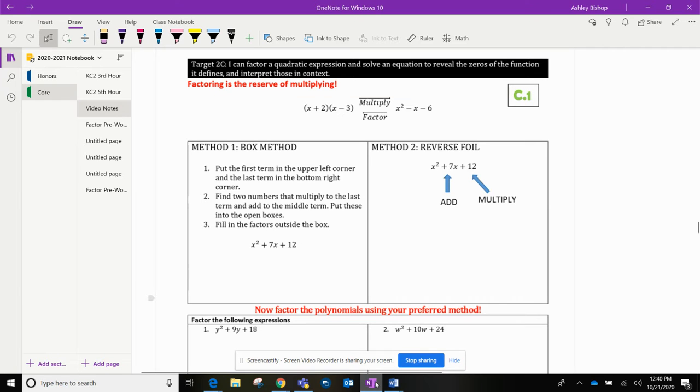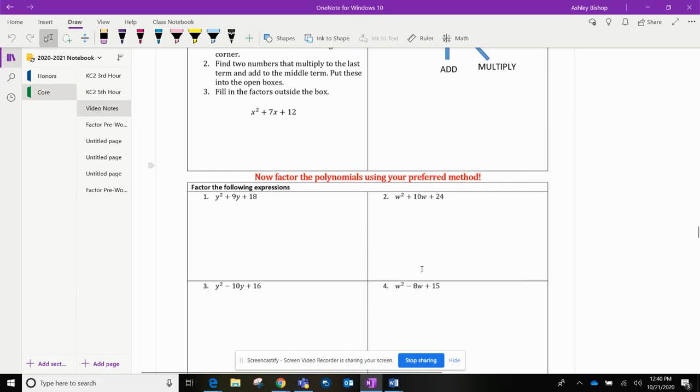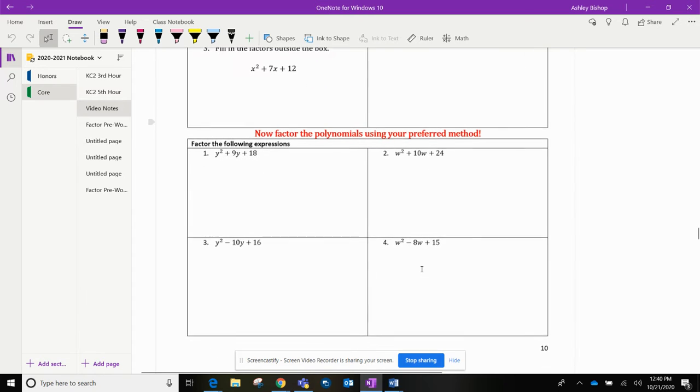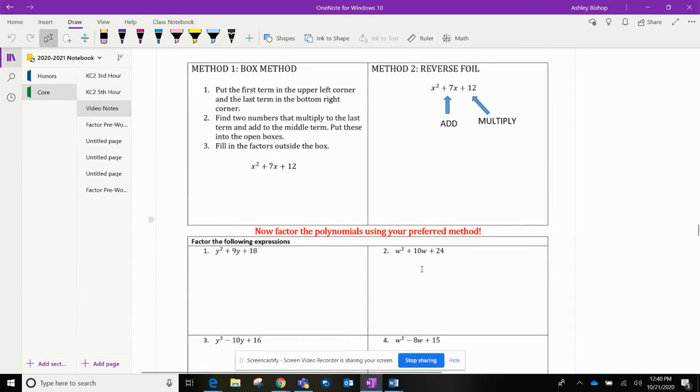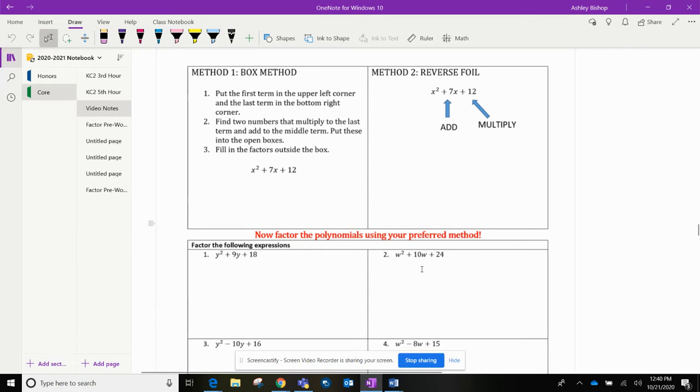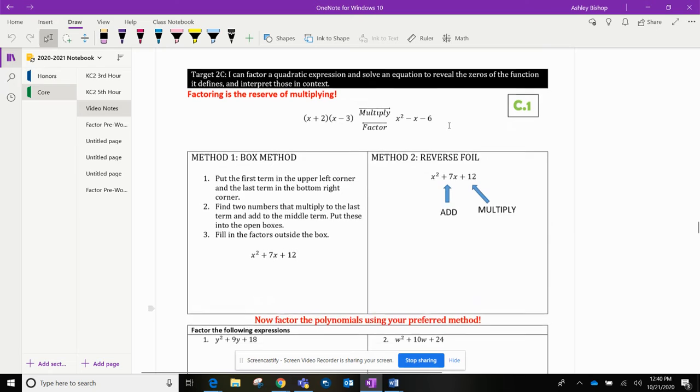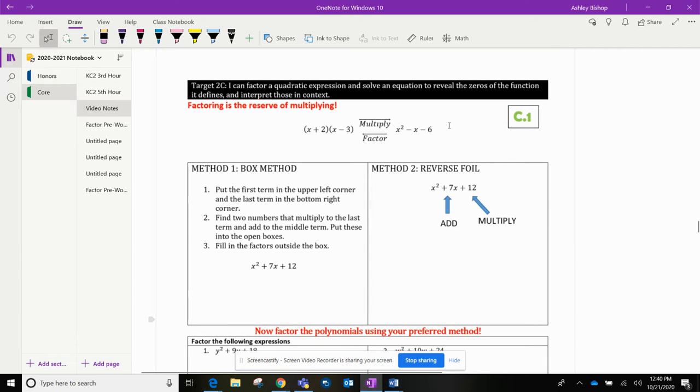Hi everyone. I'm going to show you the notes that we did today, which is Target C Day 1. We're at the bottom, or we are at page 10. So yesterday we finished Target B, and in Target B we learned how to multiply two binomials. In Target C we are going to be doing the reverse of multiplying binomials, which would be factoring.